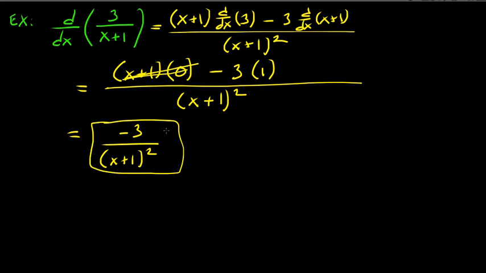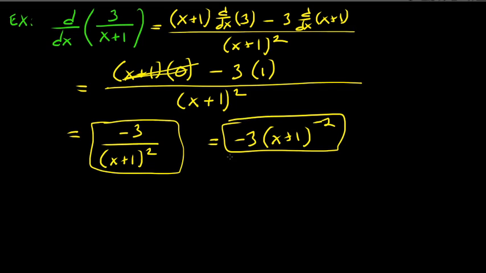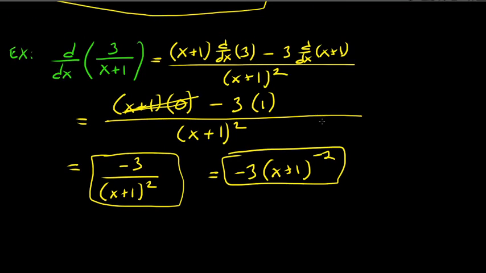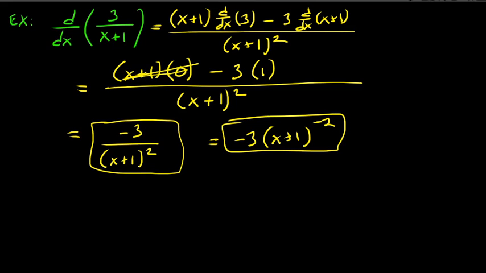And that's good enough. Of course, you can also write this as negative 3 times x plus 1 to the negative 2. And that's okay as well. I think maybe I'll do one or two more.